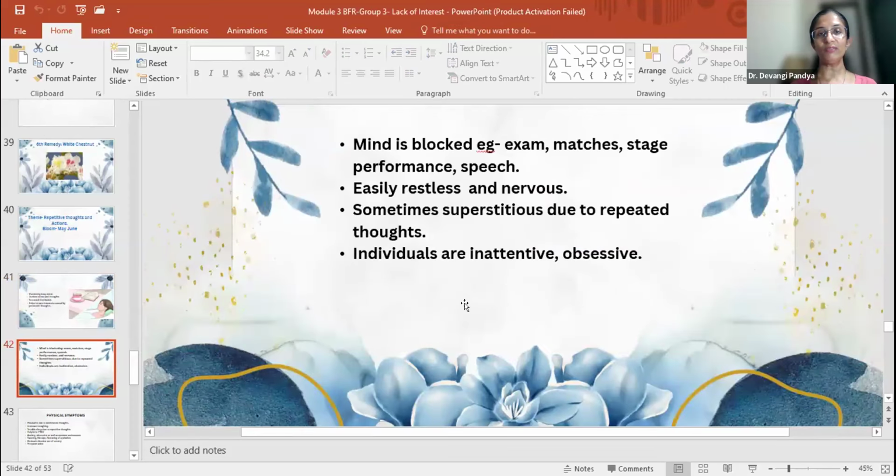Then there is persistence of thoughts and busyness of mind. There would be a difficulty in their performance, whether it is their exams or any type of appearance on the stage or any of the performances. They will always feel restless as well as nervous. This restlessness and nervousness will be predominating, and they will persistently be in the same loop without being able to recognize it or come out of it. Again, when this happens, their inattentiveness or obsessive behavior starts developing.